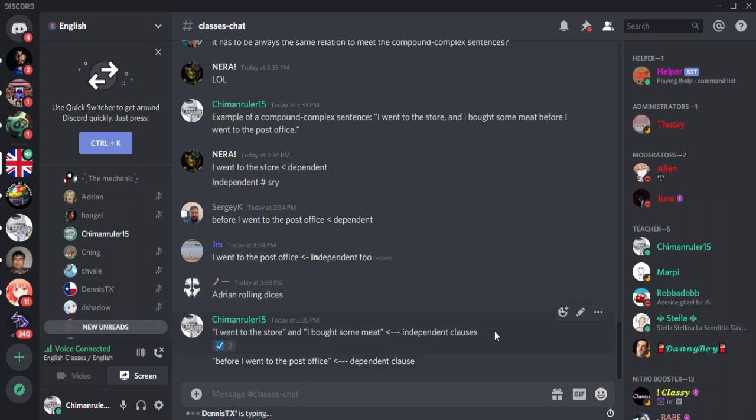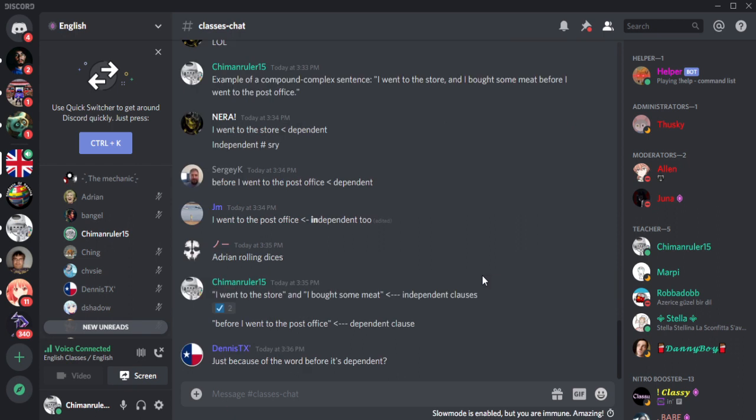Okay, so that's what a compound complex sentence is. Just because of the word before, it's dependent, because dependent clauses have a subordinating conjunction at the head of the clause, at the very front of the clause. That's what makes them dependent. So they're clauses, they have a subject and a predicate, but they can't stand on their own. That's why they're dependent, because they need an independent clause to form a complete thought.